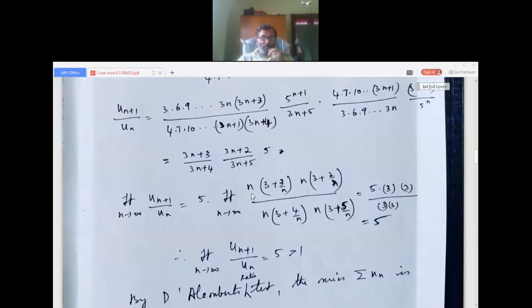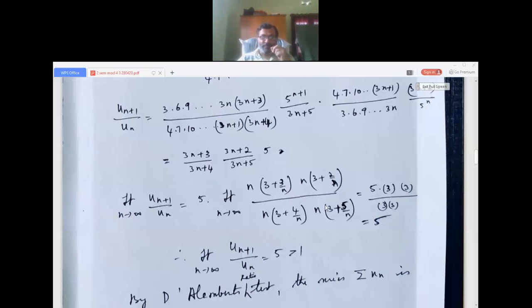So limit n tends to infinity, n outside: 3 plus 3 by n, plus here again n outside: 3 plus 2 by n, by here n outside: 3 plus 4 by n, into n outside: 3 plus 5 by n. Because limit n tends to infinity, this concept you have studied in module 1, semester 1, limits. Also in your PU level you have studied that.